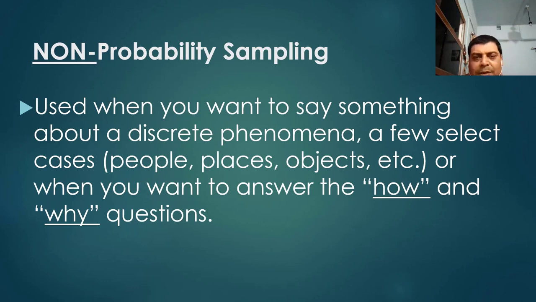So what is non-probability sampling? Here in non-probability sampling, we don't go with a chance mechanism. Here we go for a choosing mechanism, meaning the researcher has the liberty to choose the respondents for the particular study. It is used when you want to say something about a different phenomenon, a process or an event, a few selected cases. So the number in non-probability sampling is very few, and we use it when we want to answer the how and why questions.